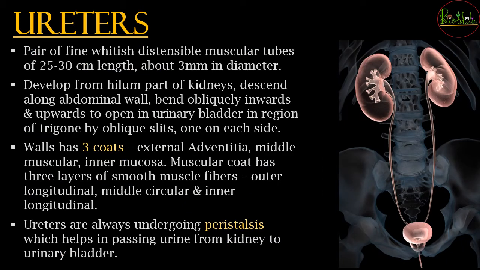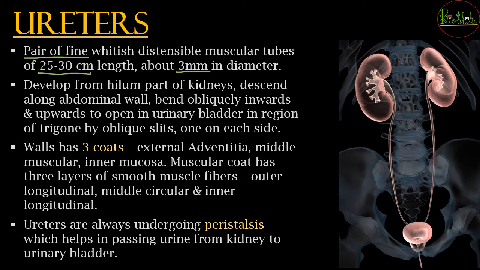Now we understand the ureters, which are going to come out from the hilum. These ureters are paired, and they are fine whitish muscular tubes. You can see in the diagram as well, they descend downward. The kidneys are near the abdominal area, and you know where the bladder is. All that region is about 25 to 30 centimeters in length, and about 3 millimeters in diameter.